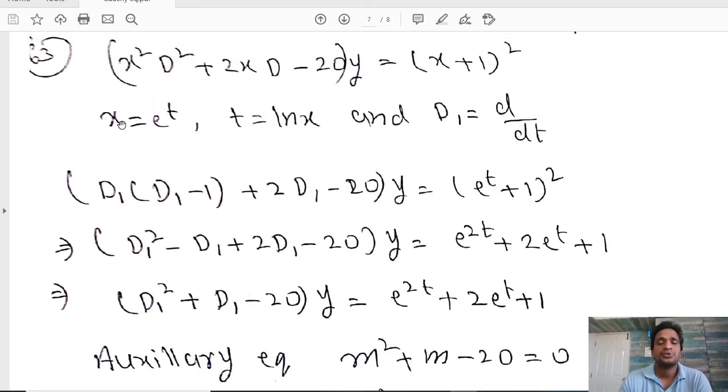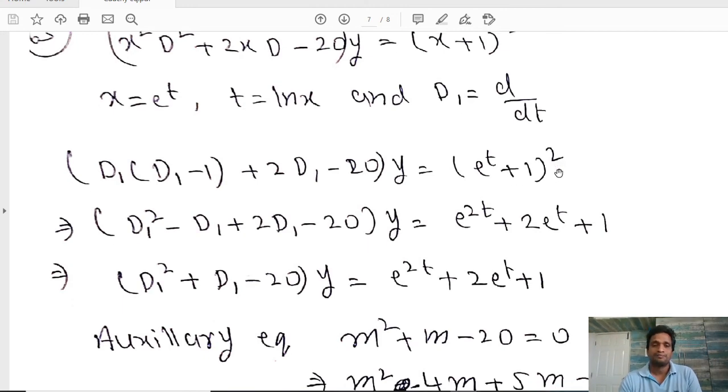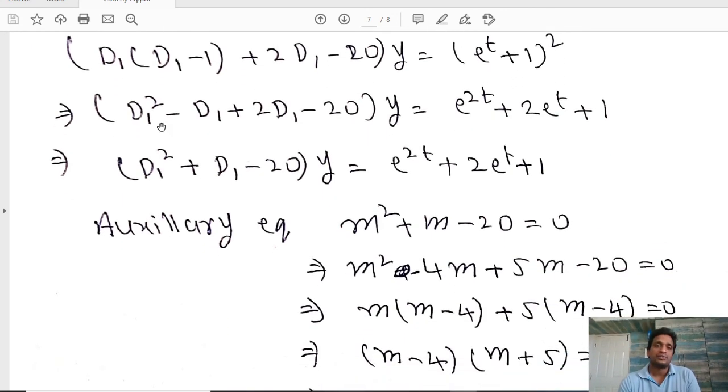So introduce t variable as x is equal to e power t, then t is equal to ln of x, and d1 will be d by dt. Introduce d1 instead of x square d square, it becomes d1 into (d1 minus 1) plus 2 d1 minus 20 into y is equal to (e power t plus 1) whole square, since x is e power t. So if I simplify this, I get (d1 square plus d1 minus 20) y is equal to e power 2t plus 2 e power t plus 1.